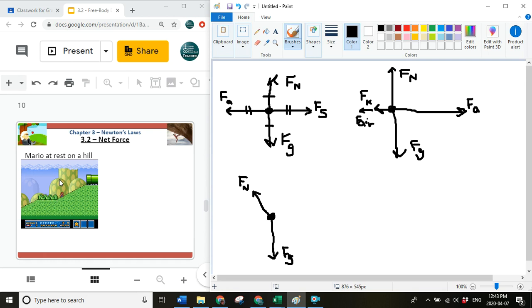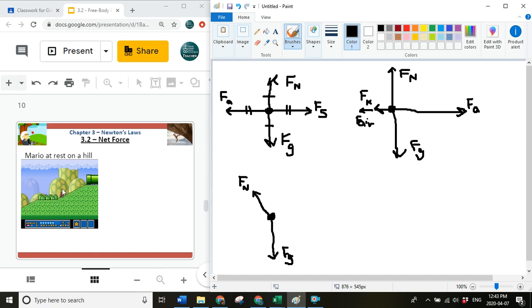Okay, now he's at rest on the hill, meaning he's not moving. Again, remember what we said, if I add all these up, if he's not moving, they should be balanced. And right now, the up and down might be balanced, but the left and right is not balanced. So I would think he's going to move to the right, or move to the left. And that would make sense, right? Imagine if this was an icy slope. Well, we would expect that Mario would be slipping down.